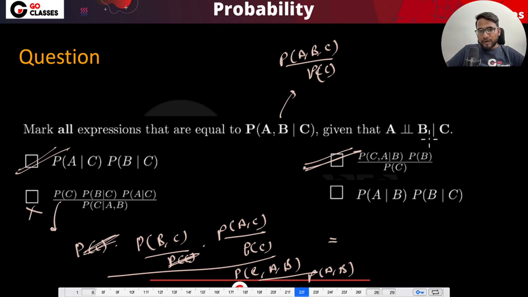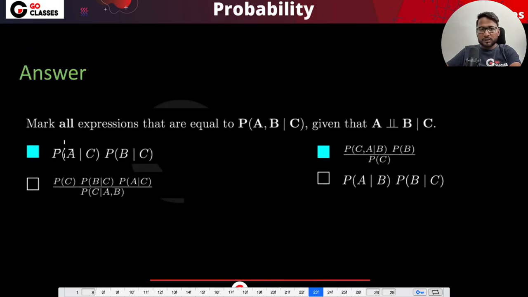Okay, A and B are independent given C. So A and B are independent given C, right? So here I don't think I can even apply that particular formula. So that's why this is not true. What about this? See, it should be A given C into B given C. They're saying A given B into B given C. So I don't think this is true, right? So that's why this is false. So these two are true. Let me check the answer. Yeah, these two are true.